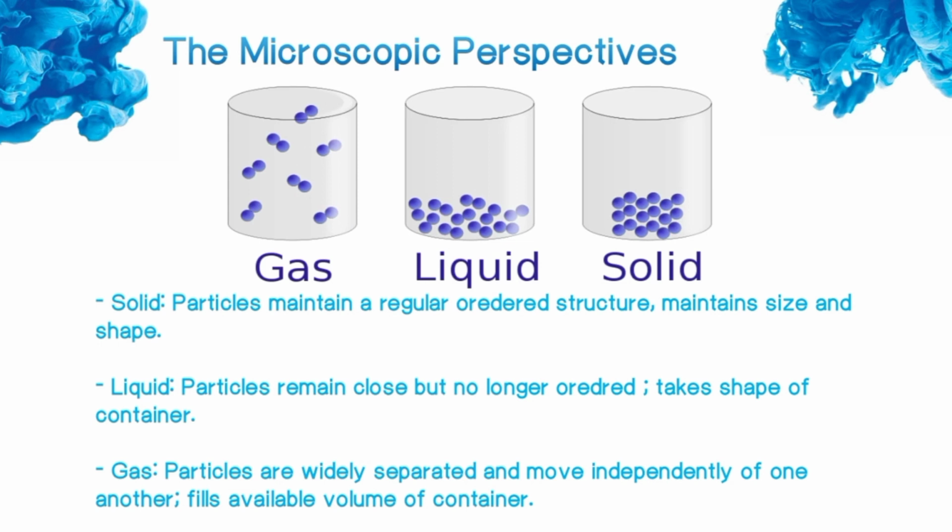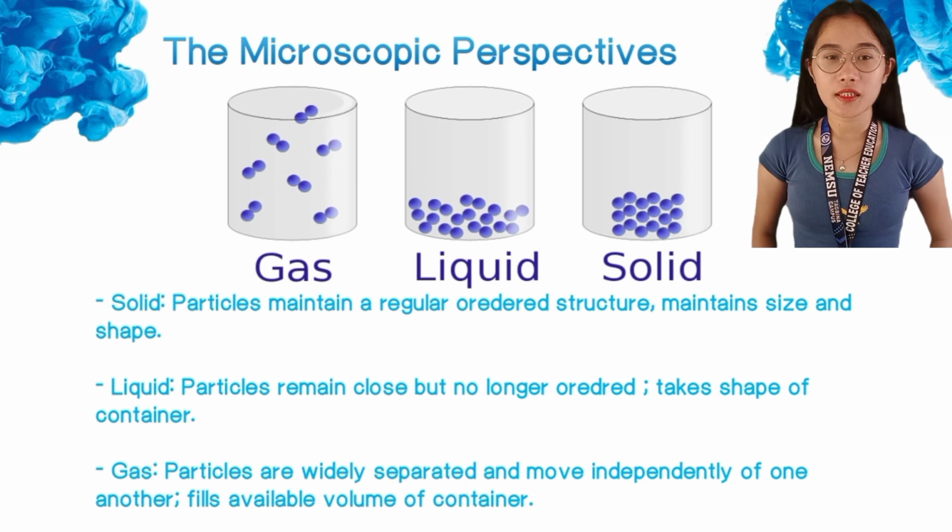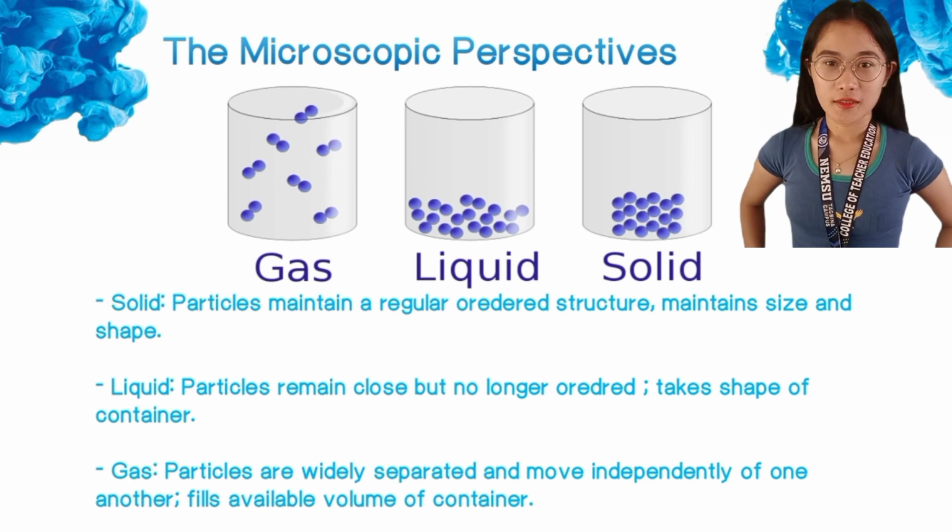Solid: particles maintain a regular ordered structure, maintains size and shape. Liquid: particles remain close but no longer ordered, takes the shape of the container. Gas: particles are widely separated and move independently of one another, fills the available volume of the container. For example, by matter in bulk, we mean matter in a quantity to be seen, touched, or weighed.